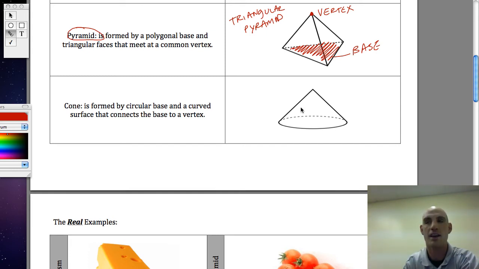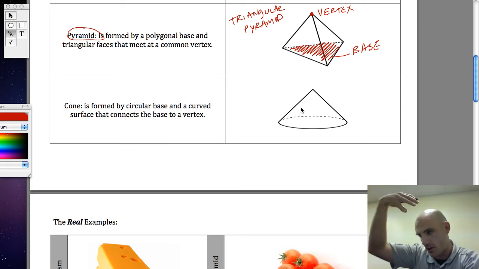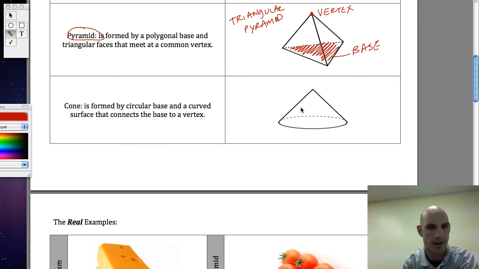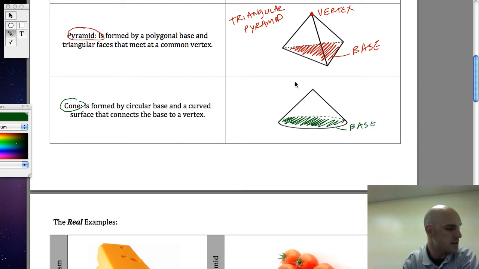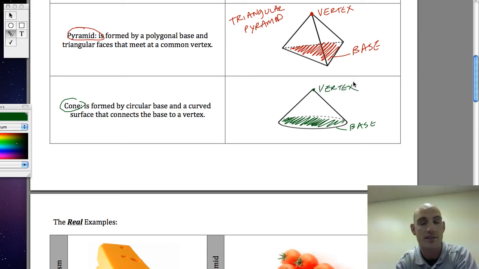A cone, we're thinking ice cream cone. We're thinking one of those dunce caps kind of a thing. It's got a circular base. And so this cone has a base down here, okay? And it also has a vertex up at the top here. And that's the basics of how we're going to name these objects, okay? And so it's important to remember what the sides look like.